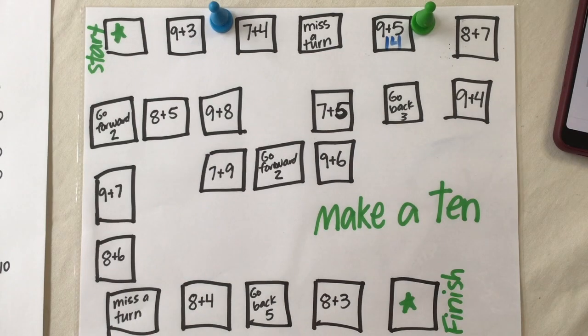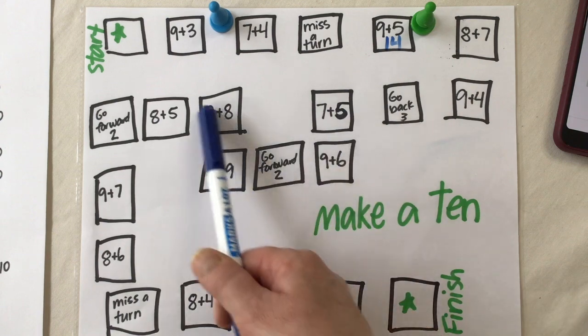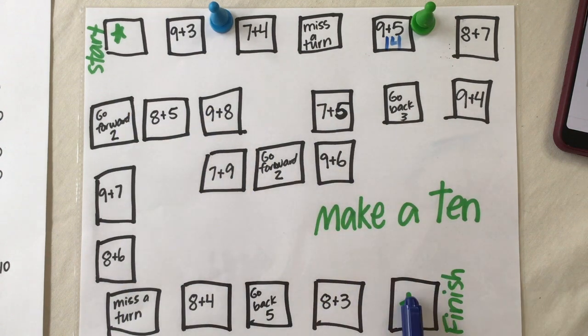Okay, so you're going to keep playing the game until one of you makes it all the way through the game board to the finish line. When you're finished, your assignment is to play again.